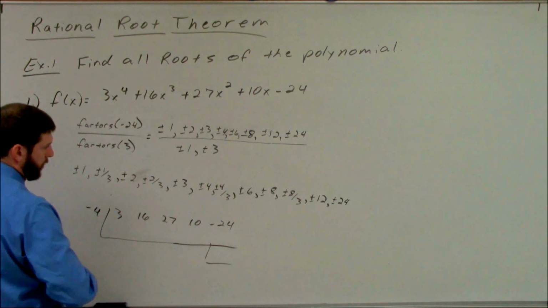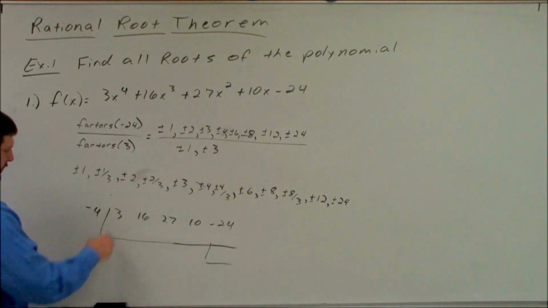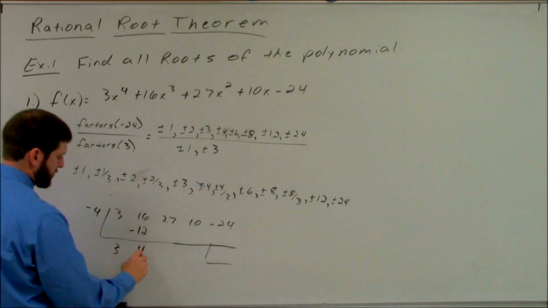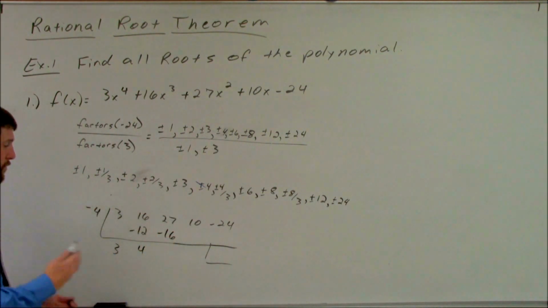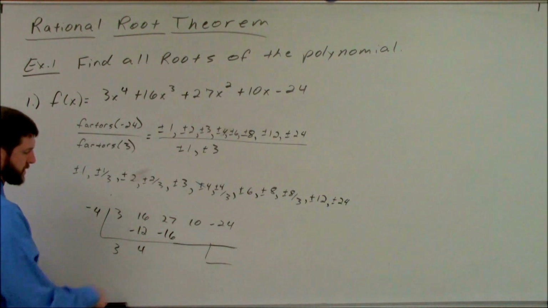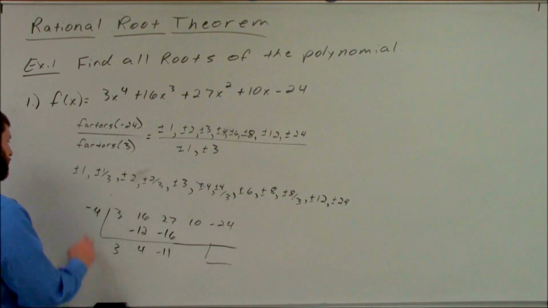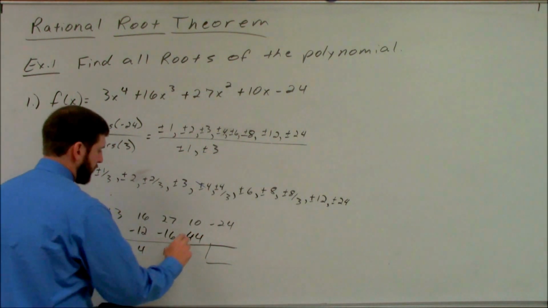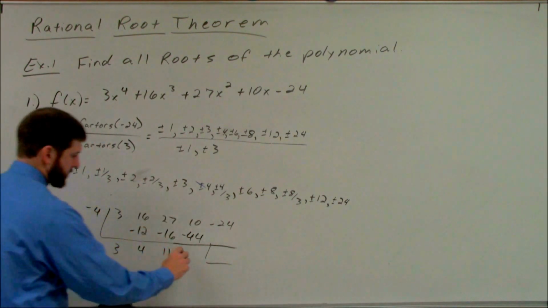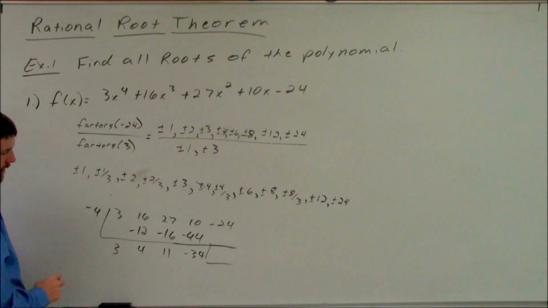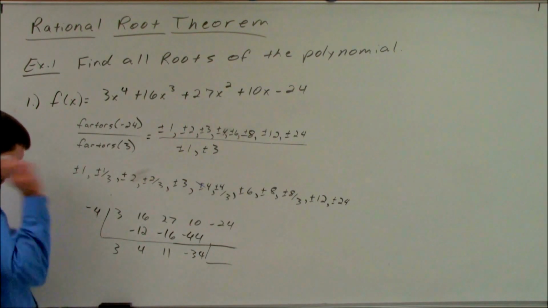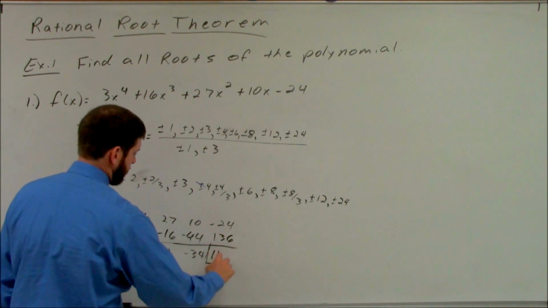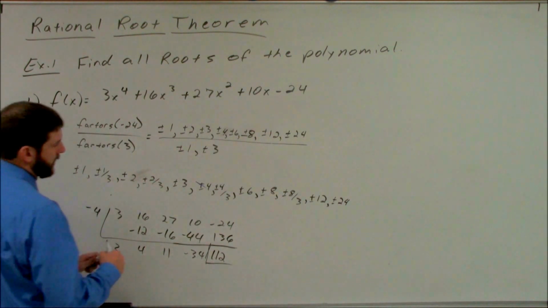So we know positive 4 was no good. Try it with negative 4, bring down the 3, that's negative 12. 16 and negative 12 is positive 4, gives us negative 16. So the numbers are staying kind of manageable. 27 and negative 16 is positive 11. So that's going to give us negative 44. Negative 44 and 10 is negative 34. So negative 4 times negative 34 is 136. So again, we're not going to get the remainder of 0 we're looking for, we get 112. So that tells us that even negative 4 doesn't work.